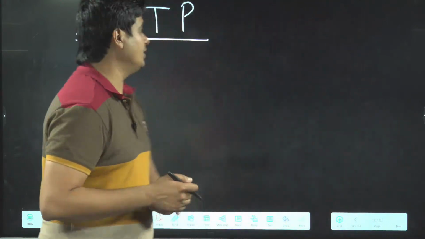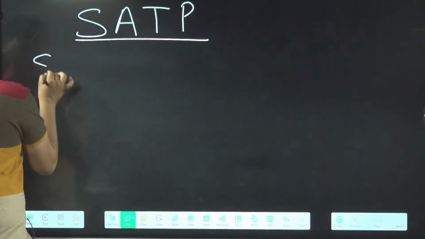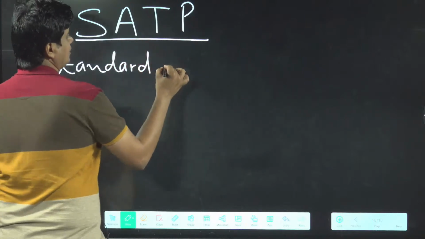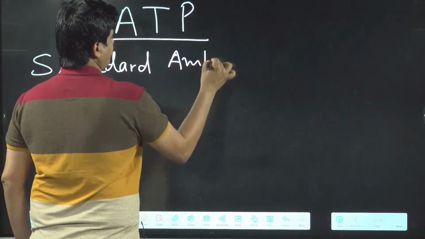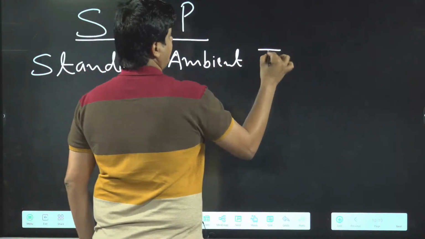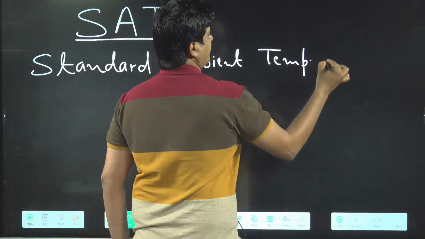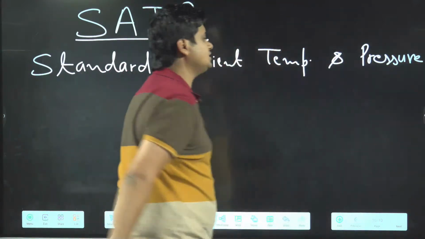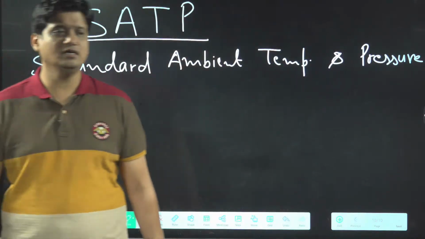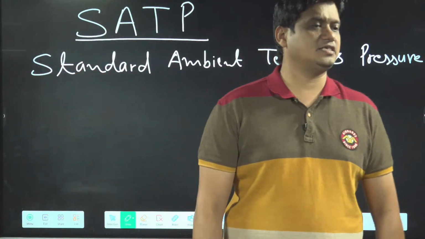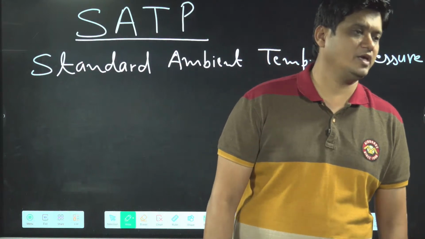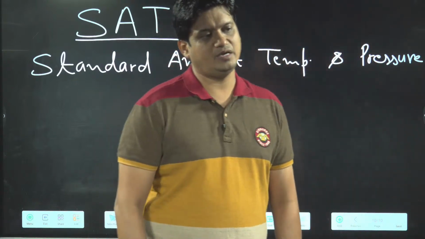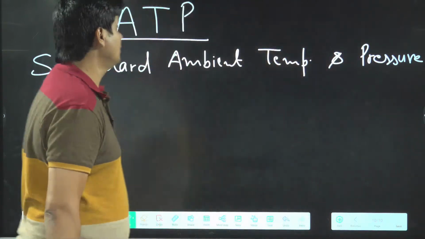SATP is actually standard ambient temperature and pressure. It is mentioned in NCERT. Vaishnavi, you are absolutely right. Molar volume is 24.789 at ambient temperature. Okay, very good.